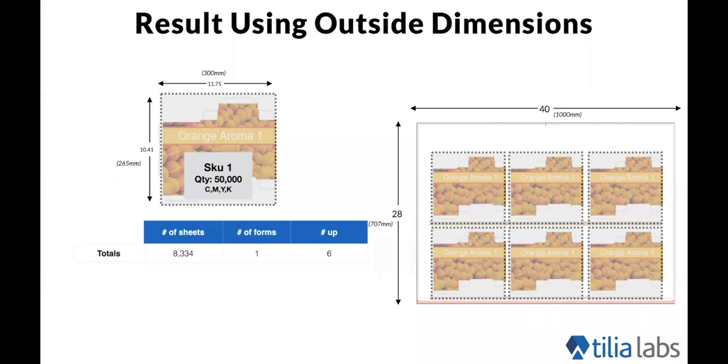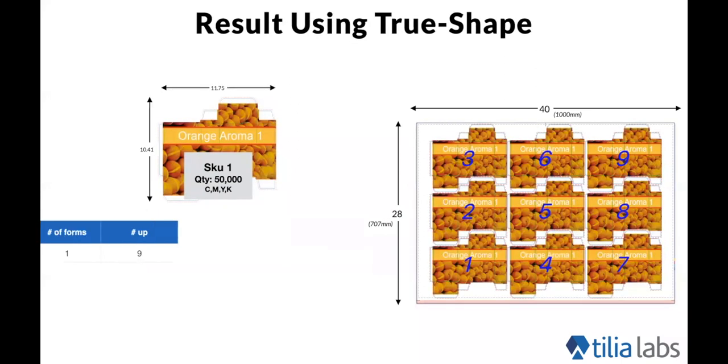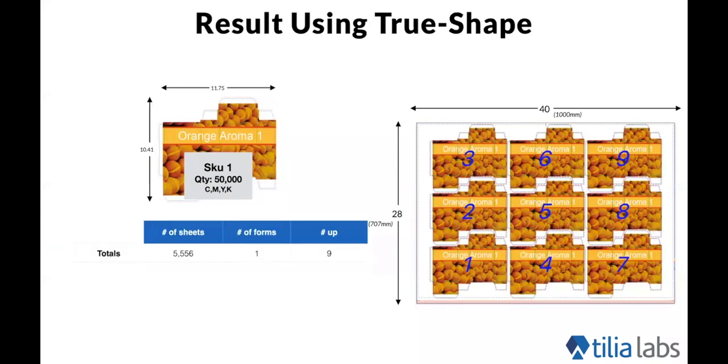But you can see a lot of waste due to the outer bounding box, right? What happens if we nest these items? If instead we don't look at the outer bounding box or the outer dimensions, but rather we nest these items, you can see we're going to get nine up, and get about 33% more on this sheet than we did by using the outer bounding box.